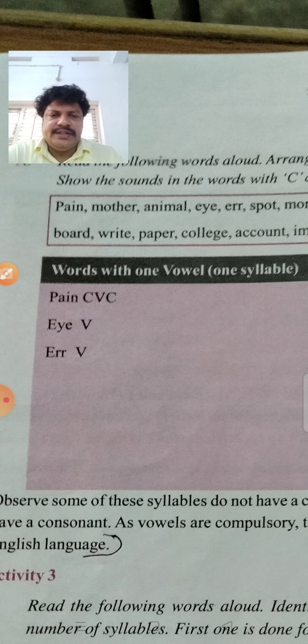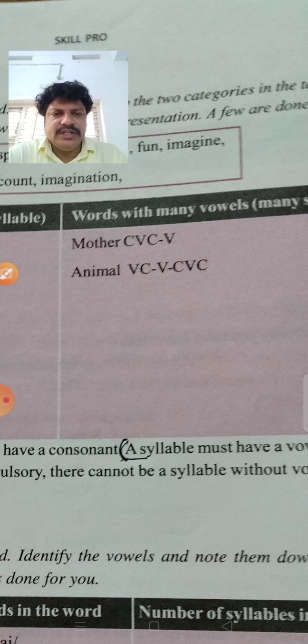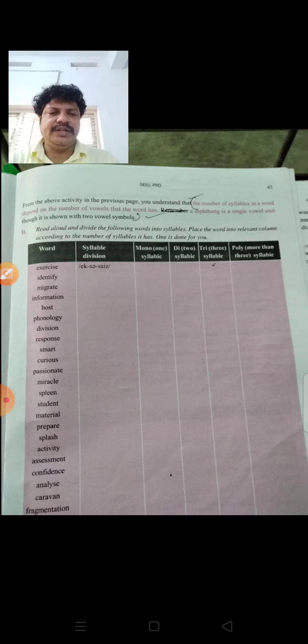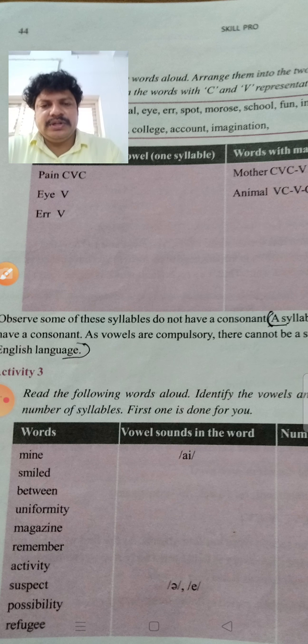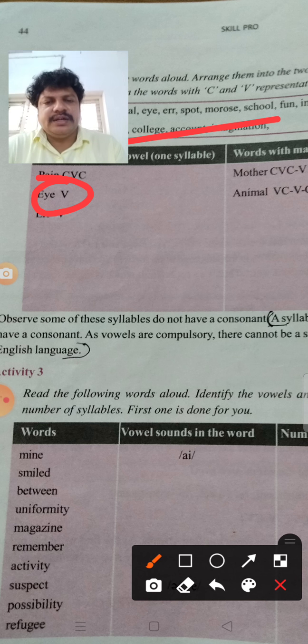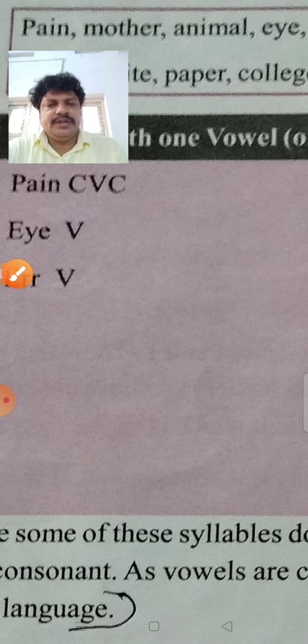When you see examples like pain: consonant, vowel, consonant. Like this, mother: consonant, vowel, consonant, vowel. In this way, a syllable must have a vowel in it, but sometimes it may not have a consonant. Suppose, for example, understand it properly, the word I.